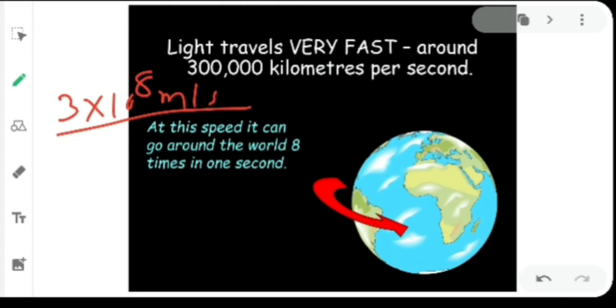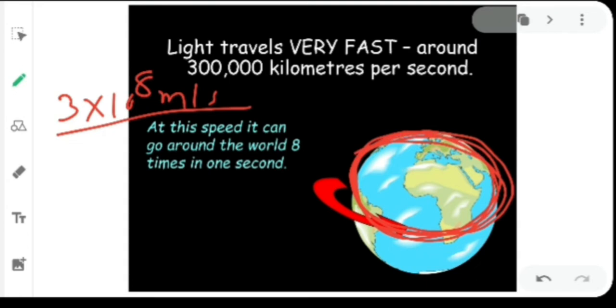Suppose this is our earth. If light is traveling, it may completely take 8 rounds in 1 second around the earth. That much is the speed of light itself. So this was about the speed of light.